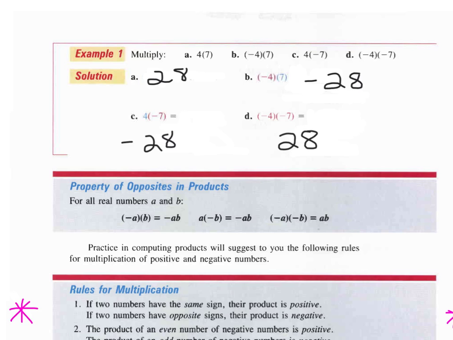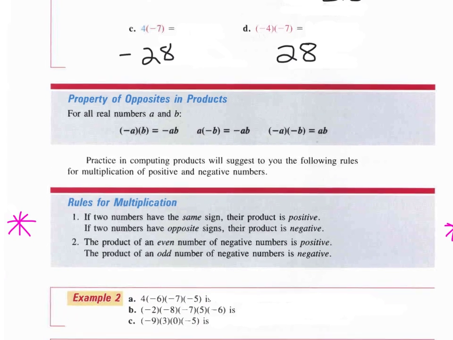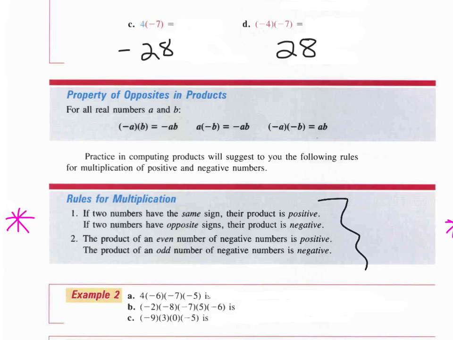I know in your book they're breaking it apart and throwing in some negative ones, but all you need to know are the rules down here. So if they have the same sign, their answer is positive, and if they have different signs or opposite signs, then their product is negative. So that's what we just applied.